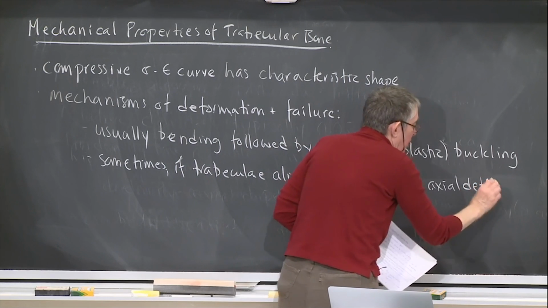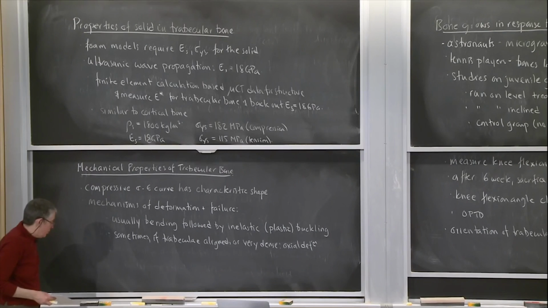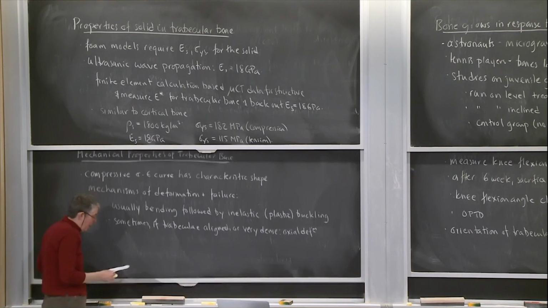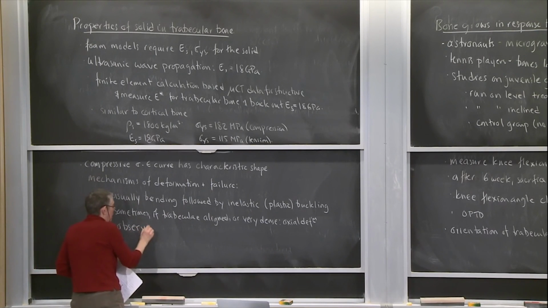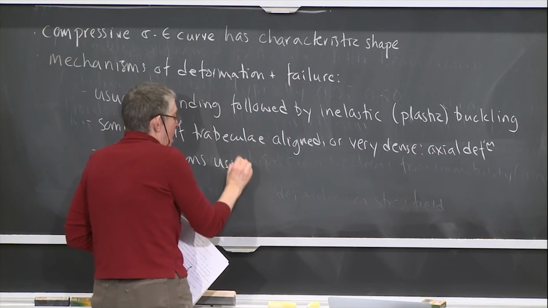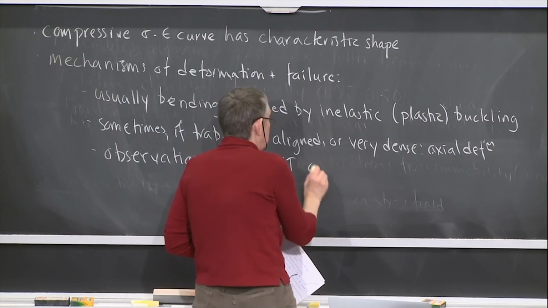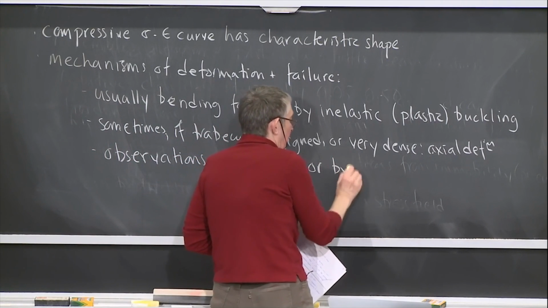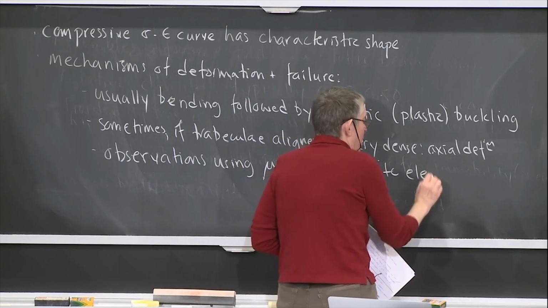And sometimes if the trabeculae are aligned like that knee that I showed you, or if they're very dense, then the axial deformation is important. And I'll just say people have found this by making observations using microcomputed tomography or by finite element calculations.